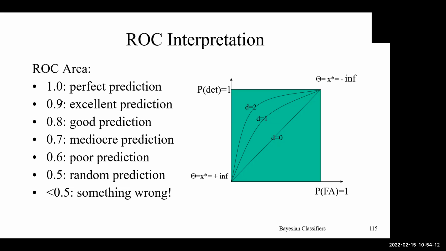0.5 is this curve here. And that just means you're just randomly guessing. You haven't really done anything. You're selling a bunch of crap to whoever your customer is. And if your area is less than 0.5, you've done something majorly wrong. You'd be better off guessing.